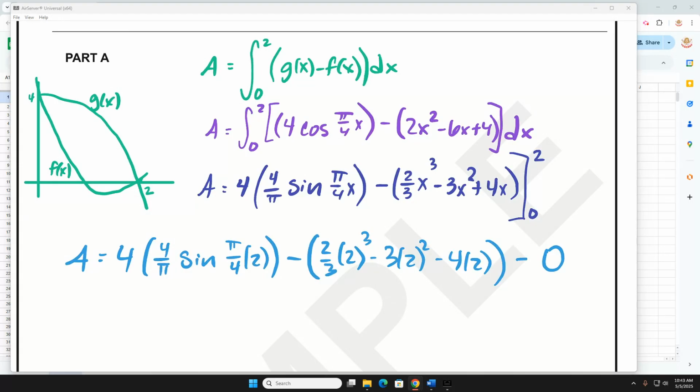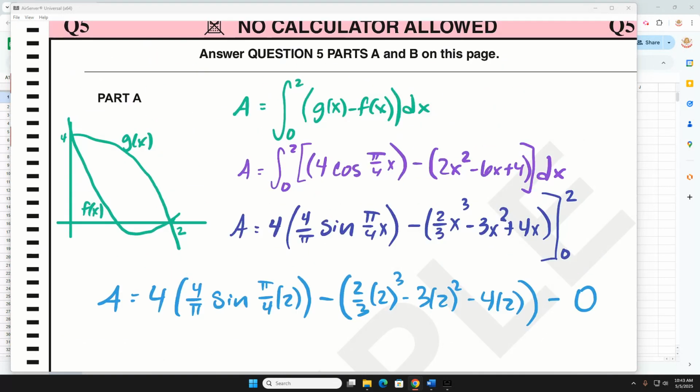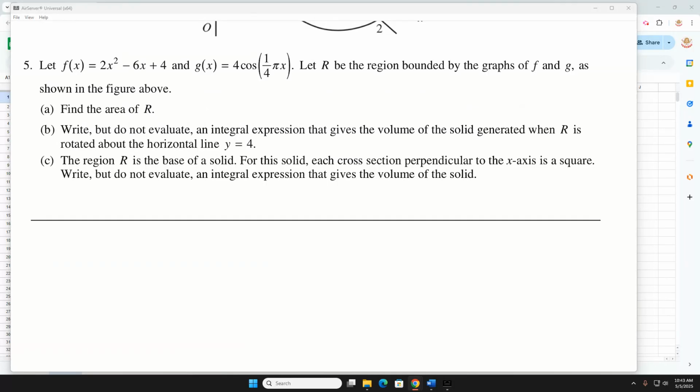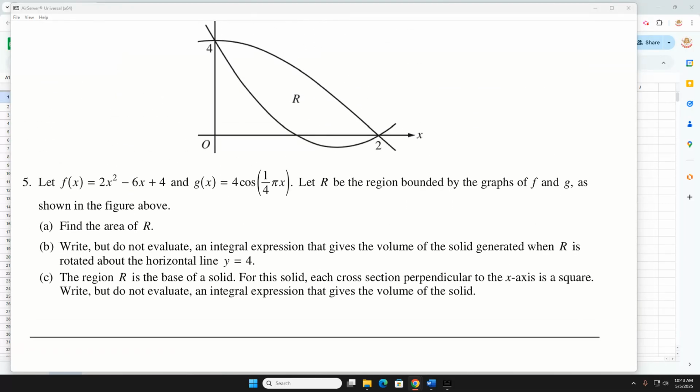All right, you guys okay? All right, let's look at the next one. So for part B, we're going to write, but do not evaluate, an integral expression that gives the volume of the solid generated when R is rotated about the line y equals 4.